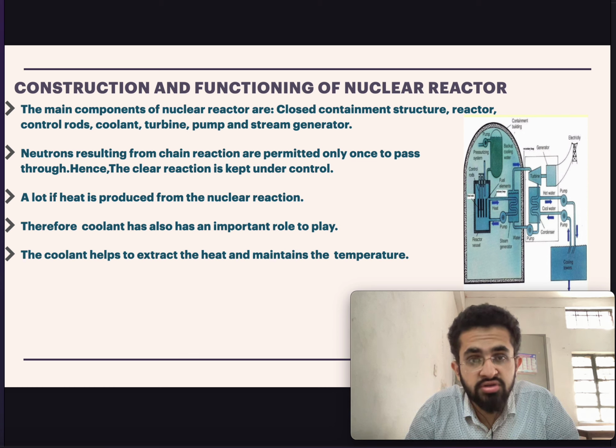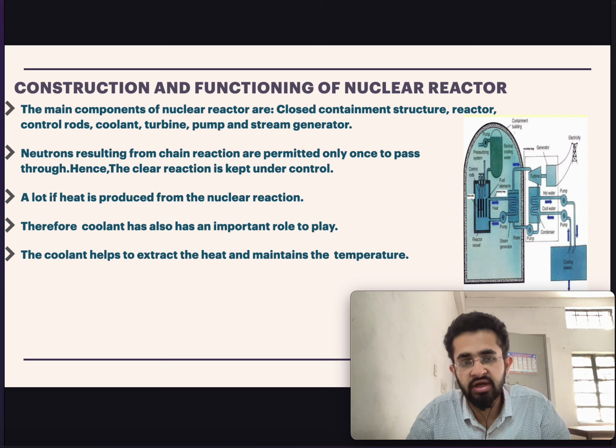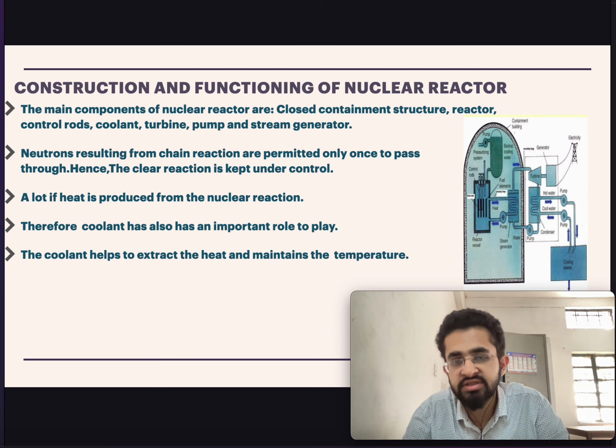A lot of heat is produced from nuclear reaction. Therefore, coolant has an important role to play, because a lot of heat is going to be generated. So we need to control that heat. So a coolant is used, and the coolant helps to extract the heat and maintains the temperature. And here one can see the schematic of the nuclear reactor. This is a rough schematic of the nuclear reactor.